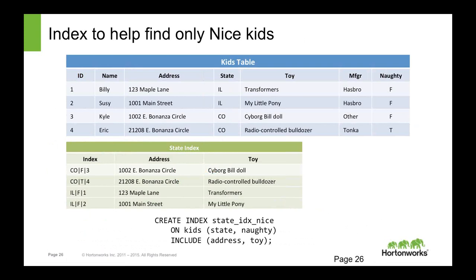So here's another example. Here's an index to help find only nice kids. And this would be address. So if you notice, the index contains the state, and it contains whether they're naughty or nice, as well as the primary key.